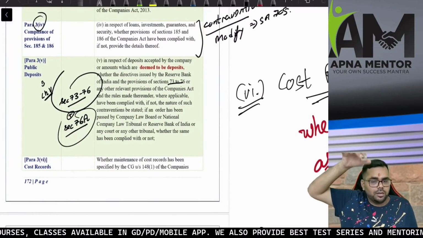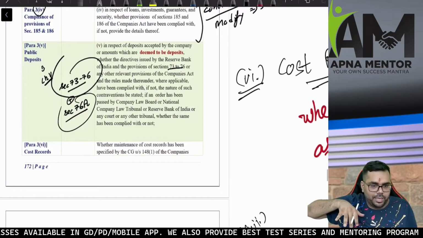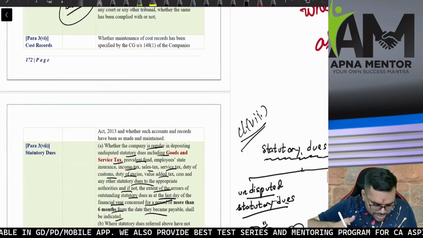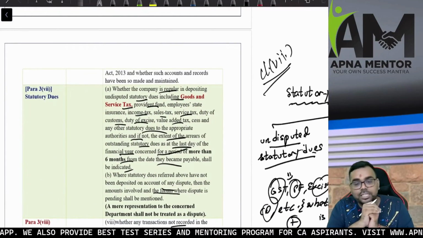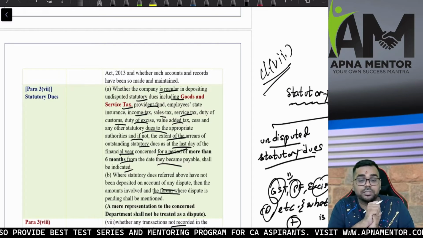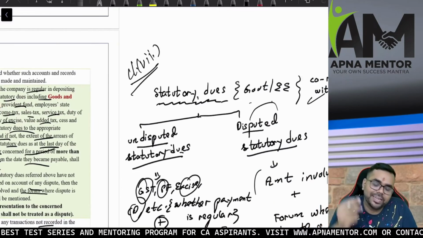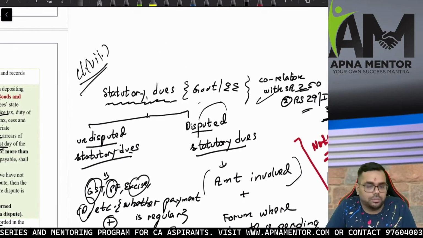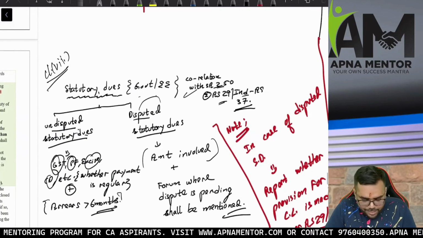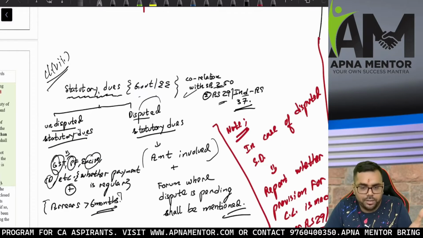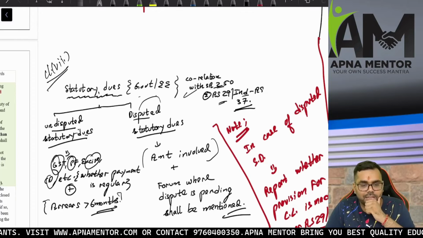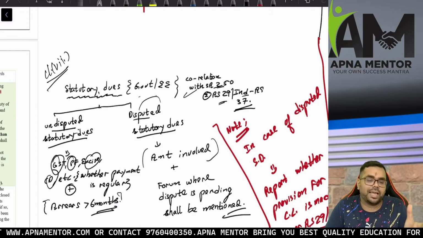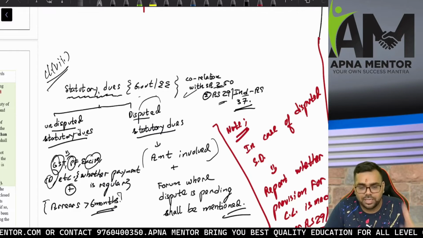So that was clause number 1 to clause number 5. Now clause number 7 talks about statutory dues. Statutory dues means those dues that the company has to pay. It is mandatory. It is as per law. Now those dues can be with respect to government or employees. What are the government related statutory dues? Can you just tell me? Sir, it can be income tax, it can be GST, it can be customs.